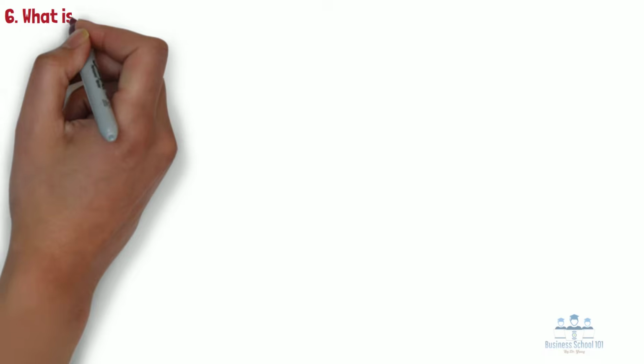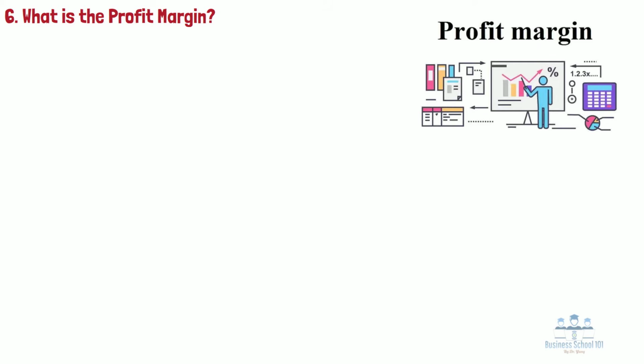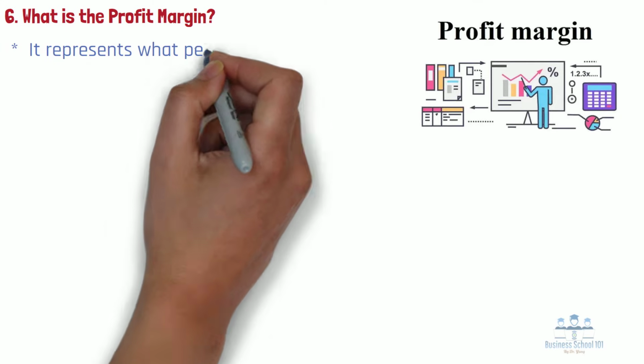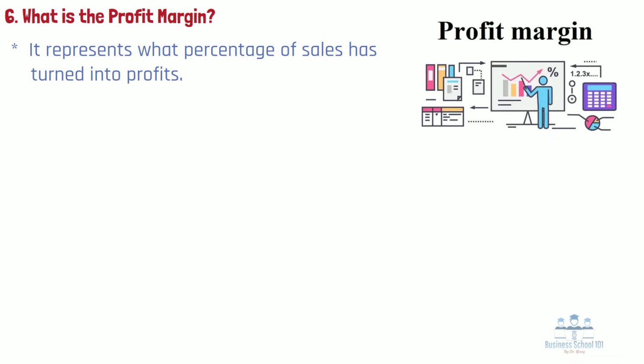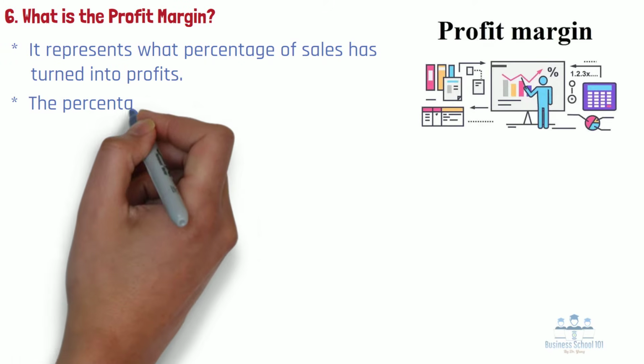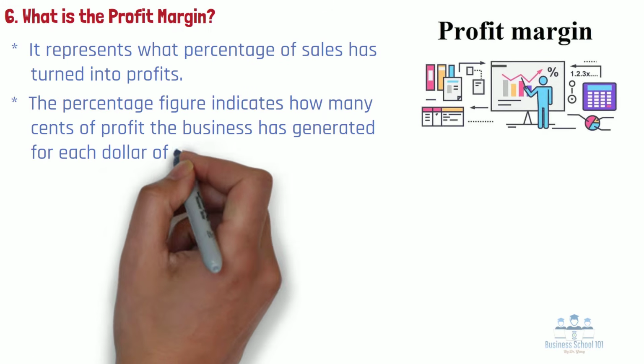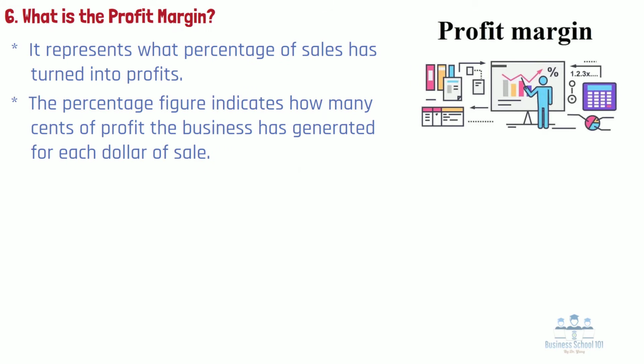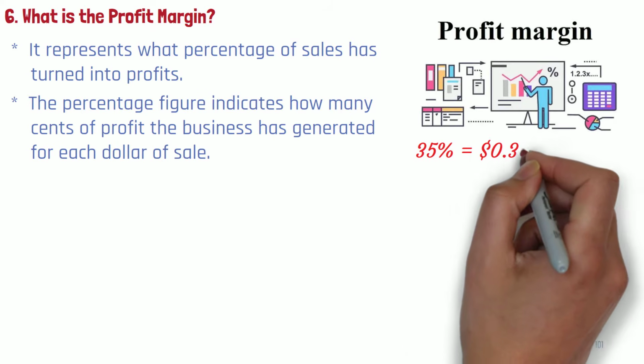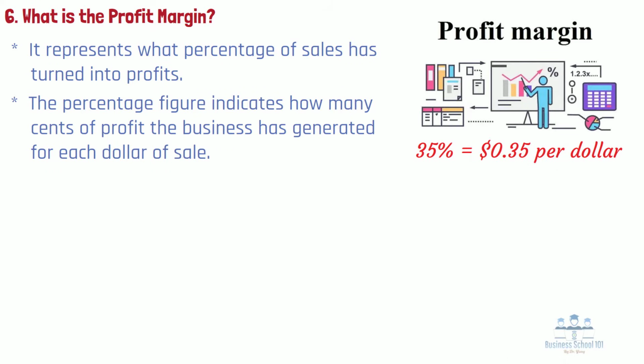Section 6. What is the profit margin? Profit margin is one of the commonly used profitability ratios to gauge the degree to which a company or a business activity makes money. It represents what percentage of sales has turned into profits. Simply put, the percentage figure indicates how many cents of profit the business has generated for each dollar of sale. For instance, if a business reports that it achieved a 35% profit margin during the last quarter, it means that it had a net income of 35 cents for each dollar of sales generated.